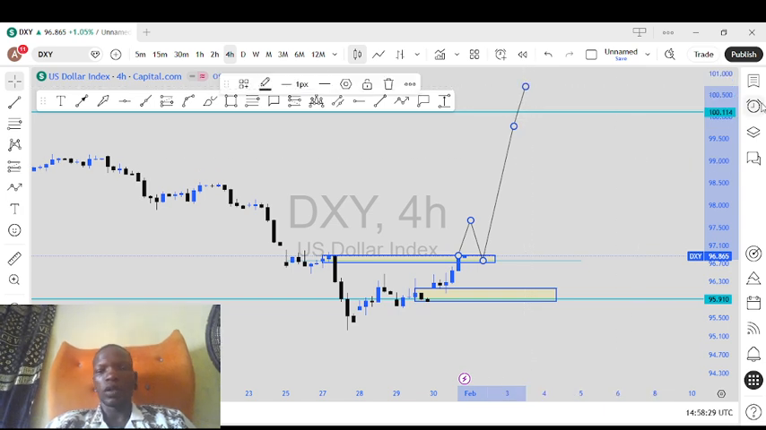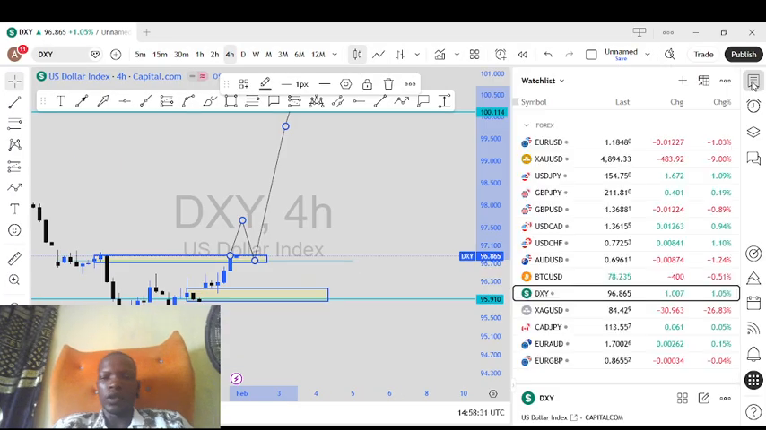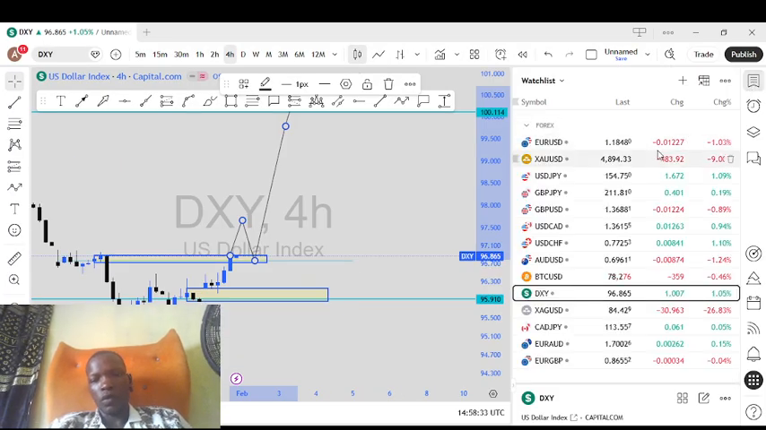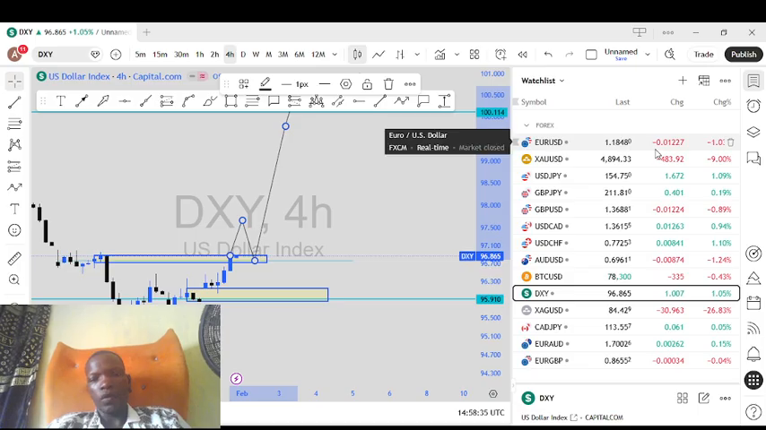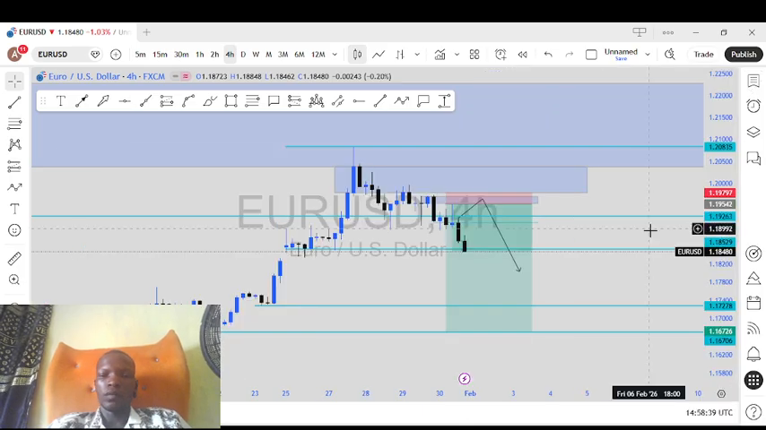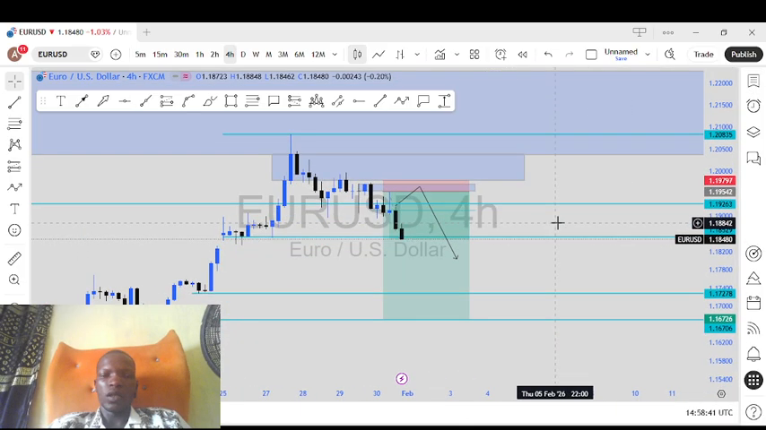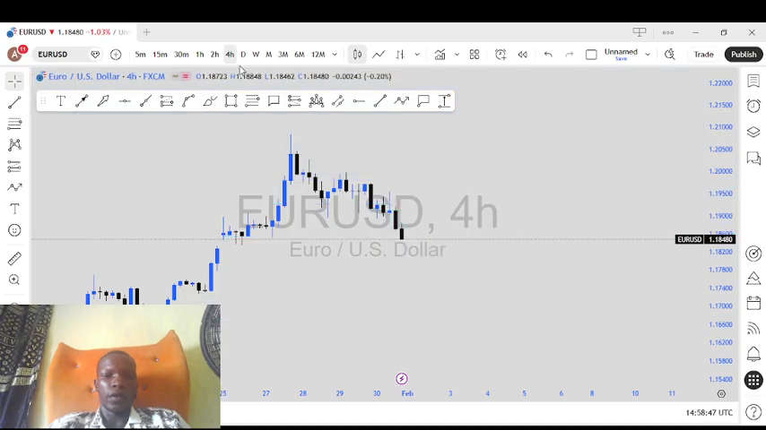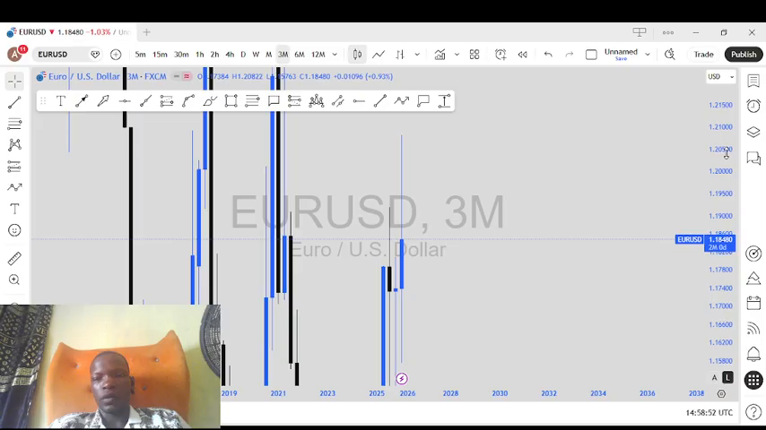So that's that. Let's check another pair. Let's go to our Euro USD. On Euro USD, you have been selling all these markets since when? Since Thursday, Friday, yes. Let's start from the 3 months on this.